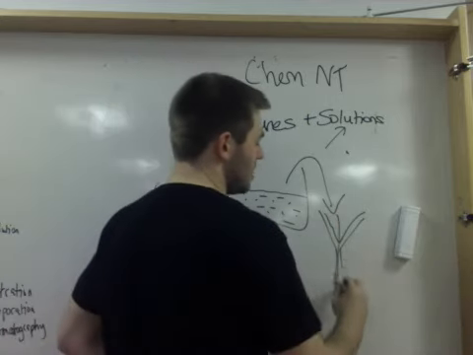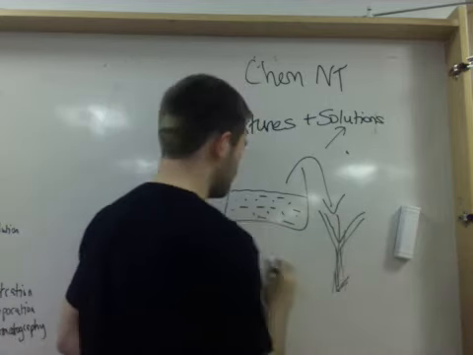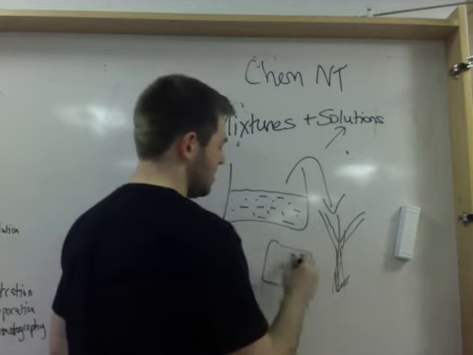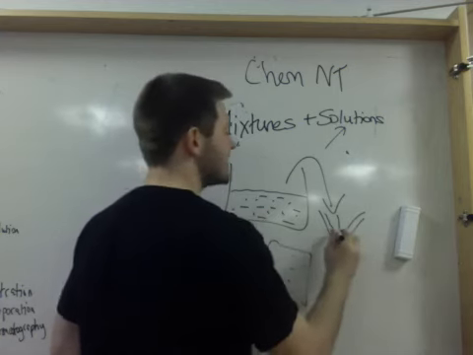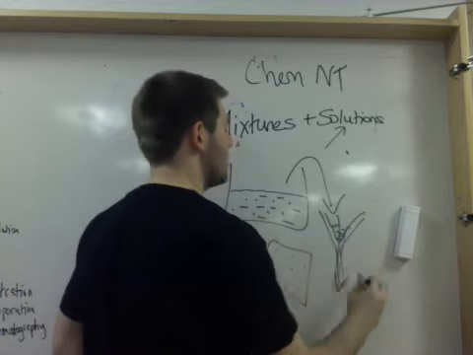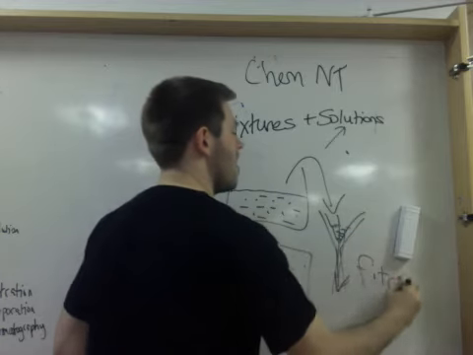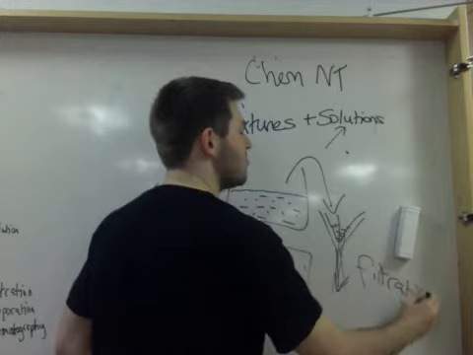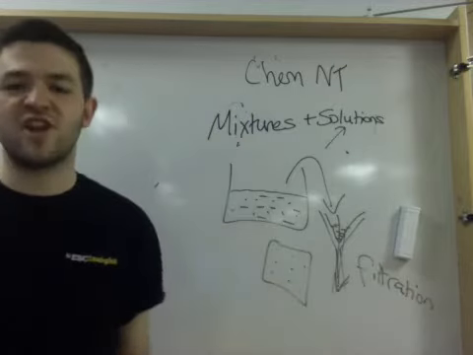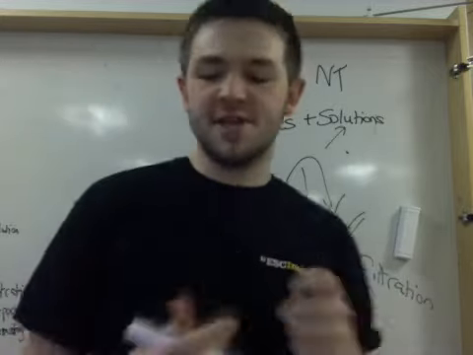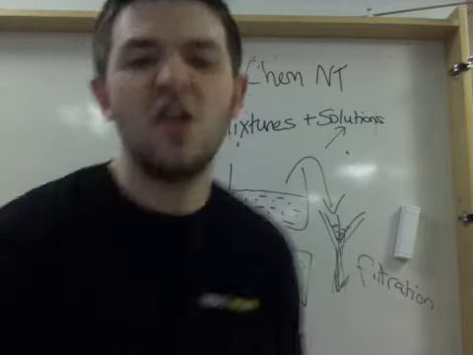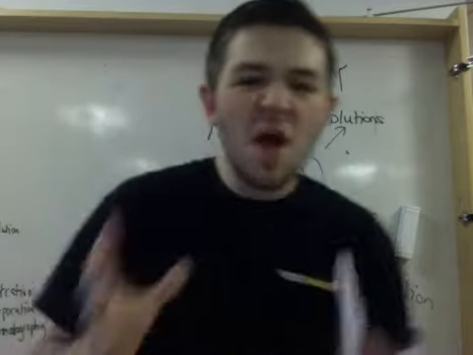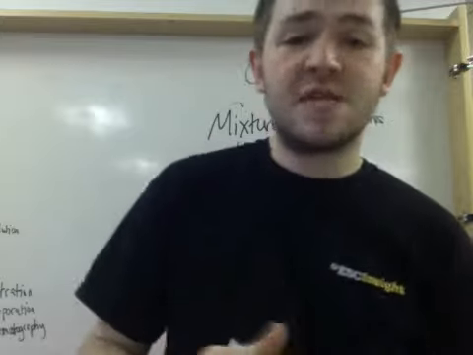So all the water goes straight through because the filter paper has little holes in it. But then all the sand gets stuck here. And this process here is known as filtration, when the bigger particles get stuck and the smaller ones are able to go through. Those are the three main ways you would do separation.